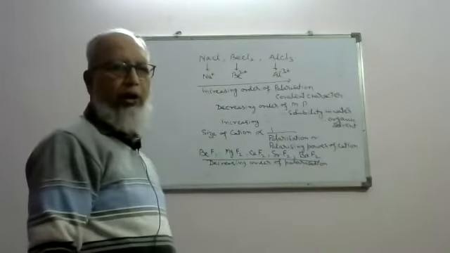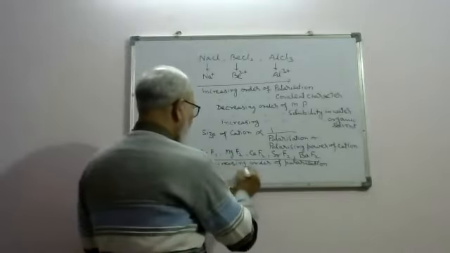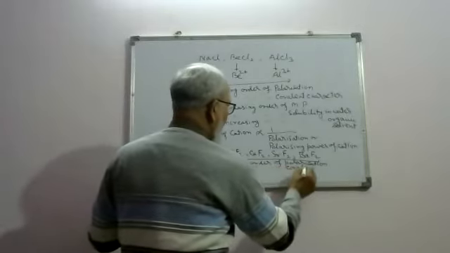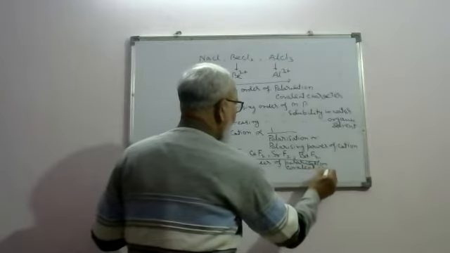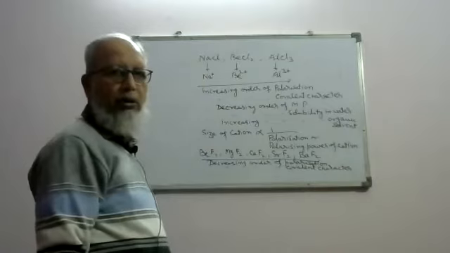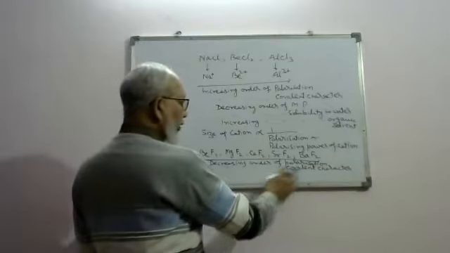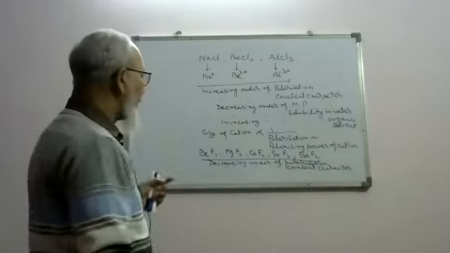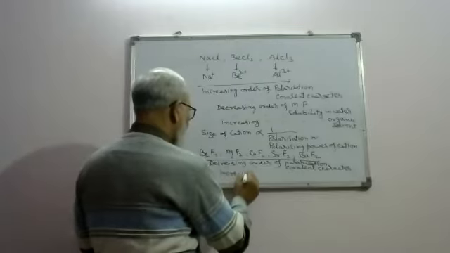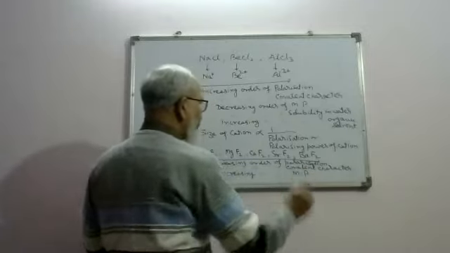And when the polarization is decreasing, they will be decreasing in covalent character. And when the covalent character decreases, the melting point will increase. So this will be your increasing order of melting point.